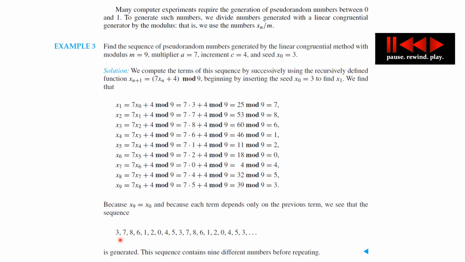Now notice that the sequence that is generated starts with the seed 3, then we go 7, 8, 6, 1, and so on and so forth. This sequence contains 9 different numbers before it repeats because of the modulus. And clearly we will use moduli that are much larger, but the programming will work exactly this way.